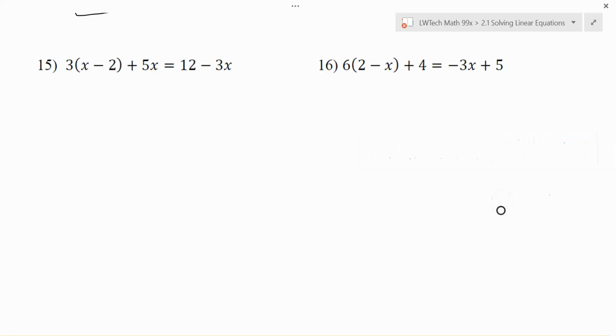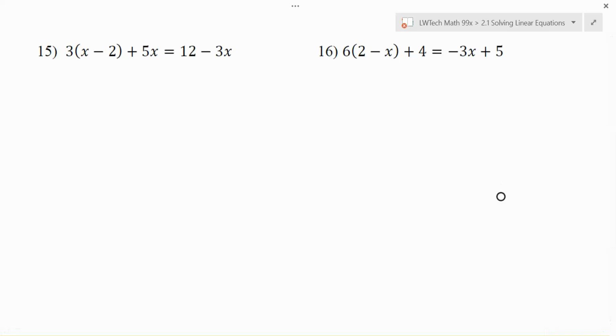And really, to be honest, the best thing to do if you see parentheses in an equation is just go ahead and use the distributive property to get rid of the parentheses. Once the parentheses are out of the way, then it's fair game to move things around, combine things, and do whatever you need to do.